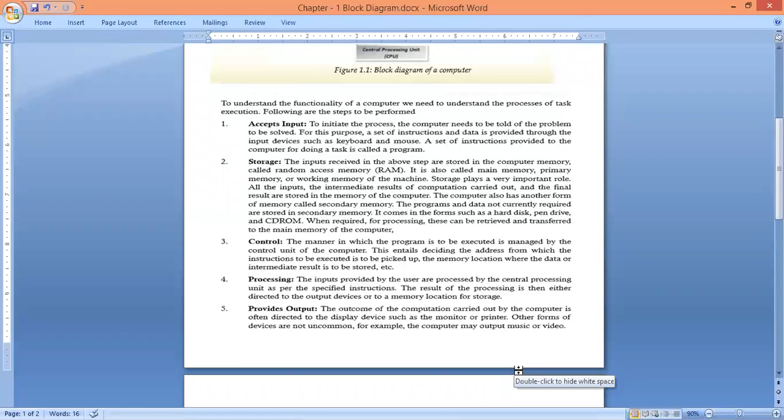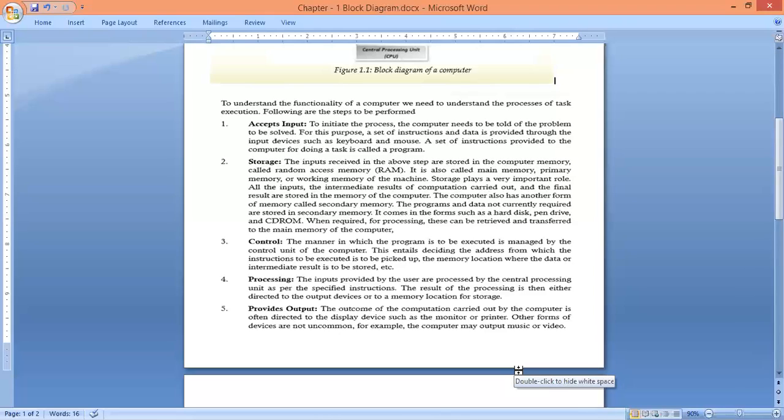Fourth part is processing. Processing means to execute the instructions properly, take input and give desired output. The inputs provided by the user are processed by the central processing unit as per specified instructions. The result of the processing is then either directed to the output device or a memory location for storage.